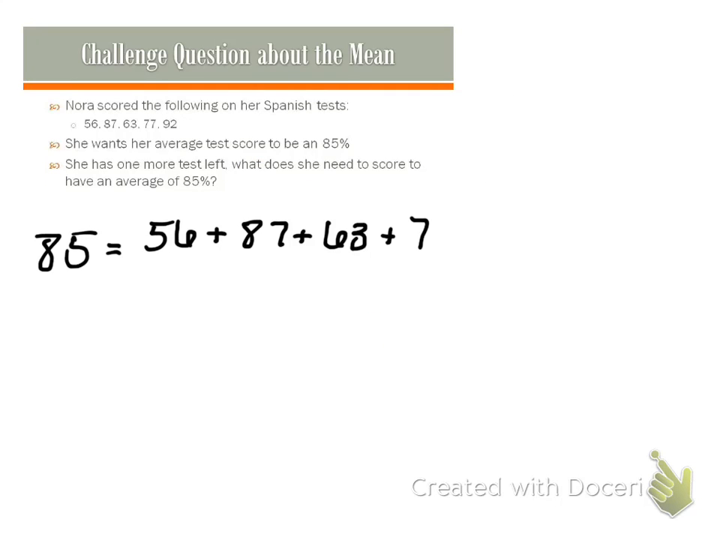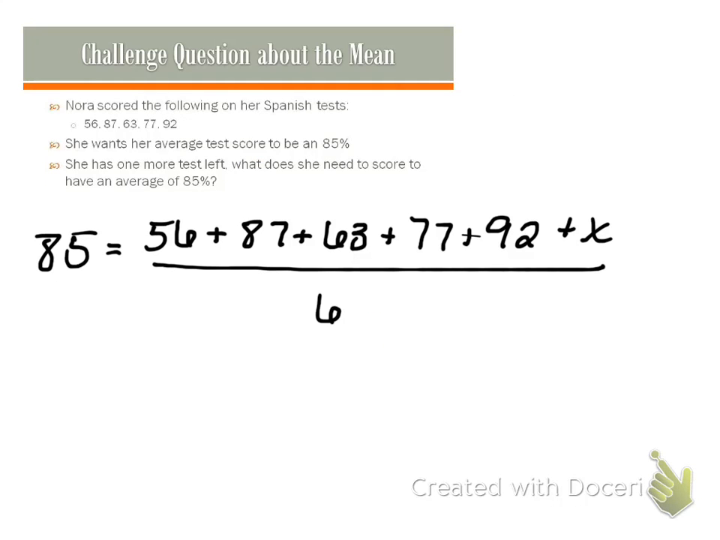Okay, the last thing we're going to do is a challenge question about the mean. So we have the question, Nora scored the following on her Spanish test: 56, 87, 63, 77, and 92. She wants her average test score to be an 85%, and she has one more test left. What does she need to get on that test to get an 85%?